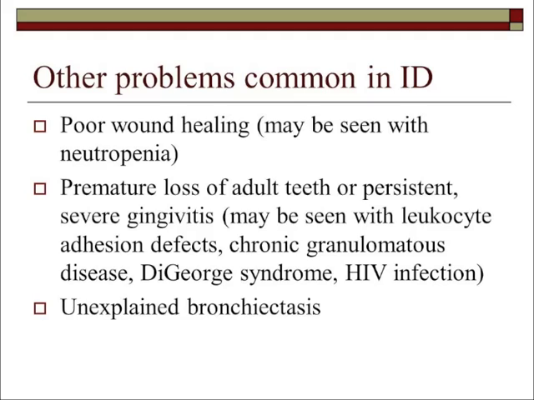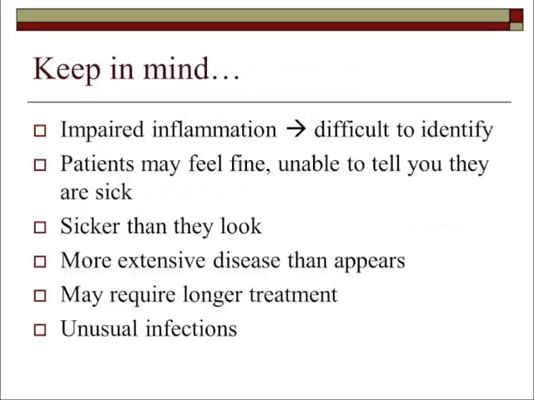If you see somebody that has no good reason for why their wound is not healing, this is also seen with neutropenia. Premature loss of adult teeth, severe gingivitis, really bad periodontal disease, that's also unusual. You can see this with these disorders, and we'll go into that a little bit later. And then unexplained bronchiectasis, right? Bronchiectasis is usually a result of recurrent infection. So why is this presenting like this?